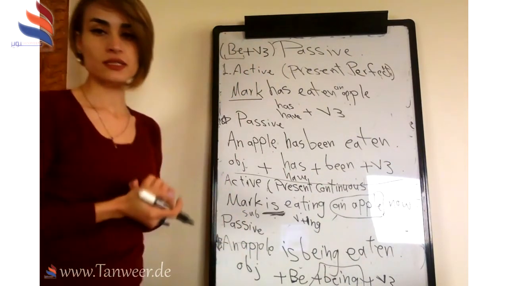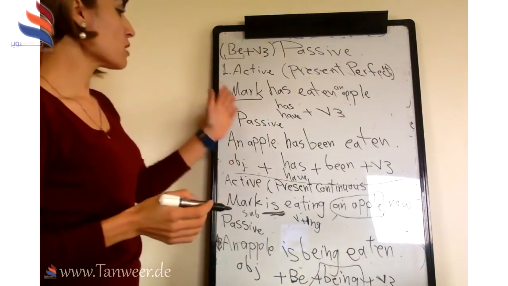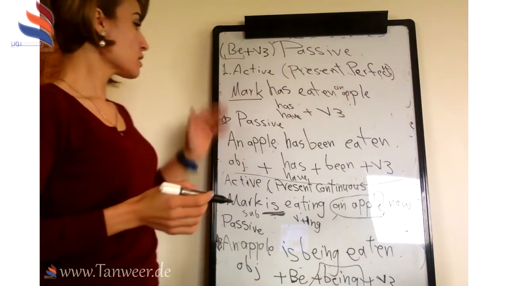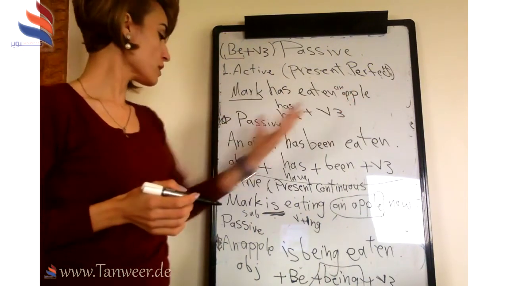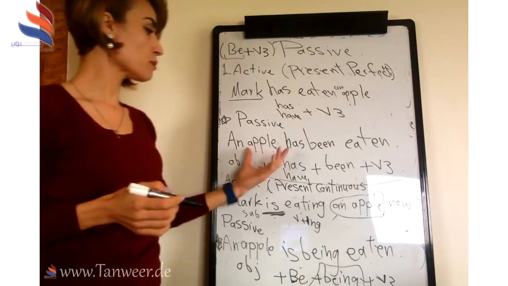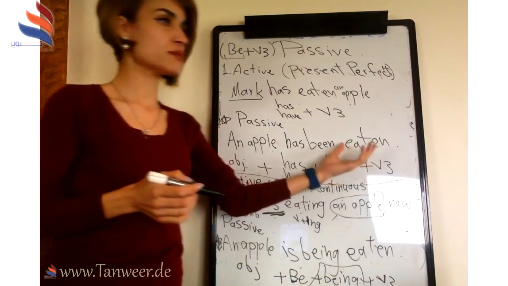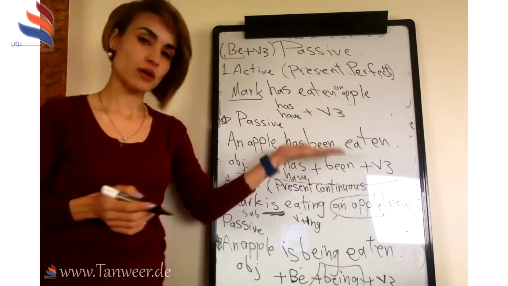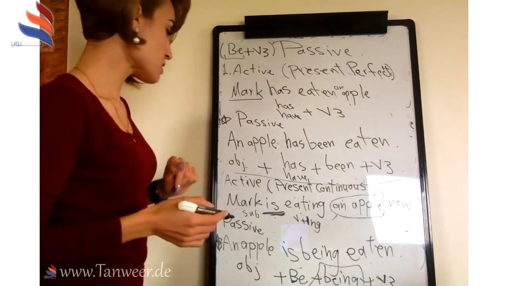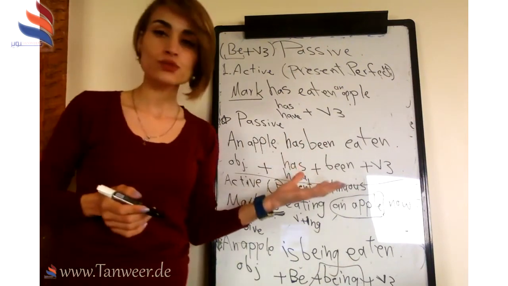Is it clear? So this is the idea. Mark has eaten an apple. This is the active sentence. We change it. We take the object from here, we put it in the beginning of the sentence. An apple has been eaten. Sometimes it's hard to determine the object. Sometimes we have two objects, and after that I will mention a sentence in case I have a sentence with two objects.